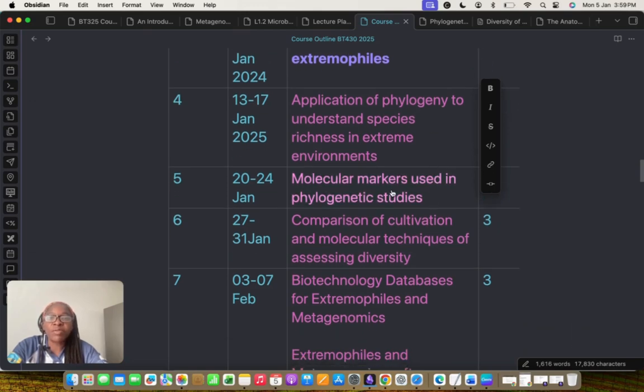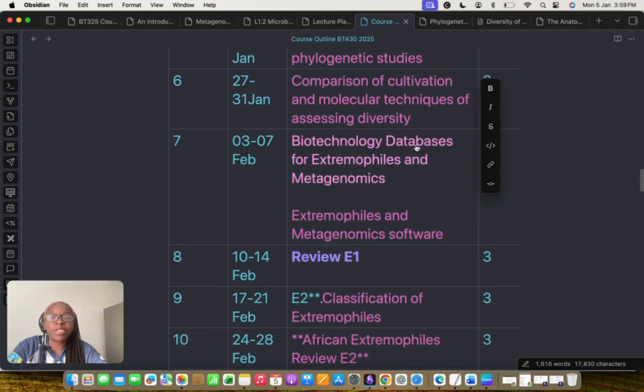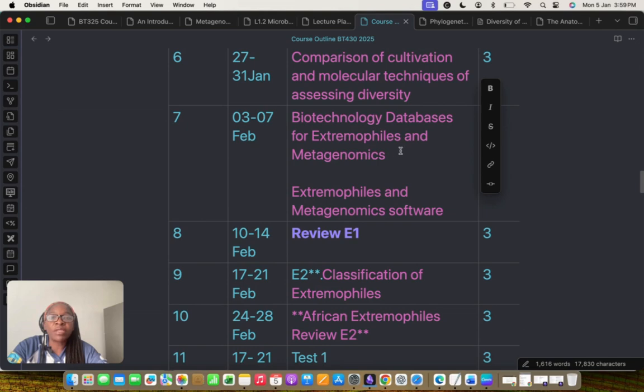Then we also use specific molecular markers to understand these different organisms because it's very difficult to actually culture them most of the time. So we depend heavily on DNA and molecular markers. And then we'll compare the cultivation techniques for actually working with some of the extremophiles, but you'll find that mostly we have to use molecular techniques to assess the diversity. Then we look at the different databases that we use for extremophiles and metagenomics.